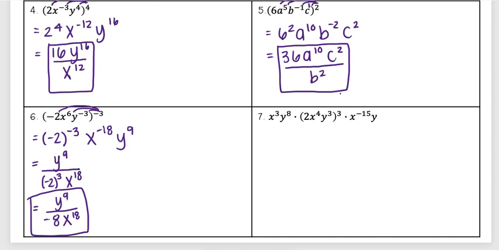Okay, let's do one last one. So here I have some product property, but I also have these parentheses. Kind of just like when we're solving equations, we always distribute first, we always do the parentheses. We're going to do the same thing here. So I'm going to go ahead and distribute my power. And when I do that, I get 2 cubed. And then 4 times 3, I get x to the 12th. And then 3 times 3, I get y to the 9th.